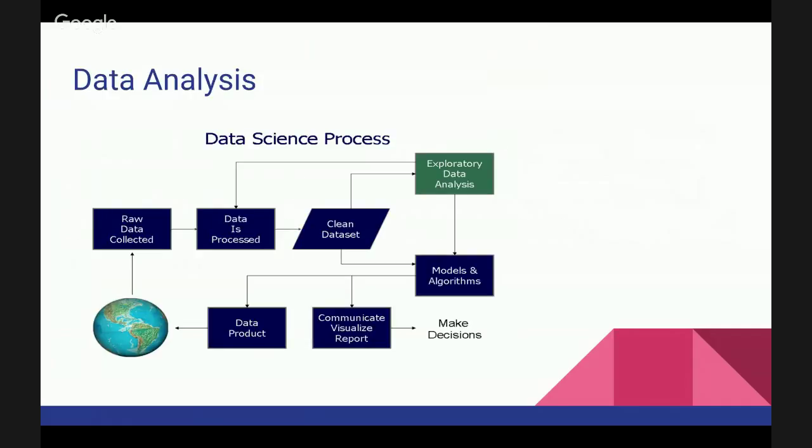Data analysis starts from exploring data and modeling alternatives, cleansing the data, and producing a data product, and it gets back to the real world. The real world gets back the raw data collected, the data is processed, and it goes around again. The end is to make decisions.